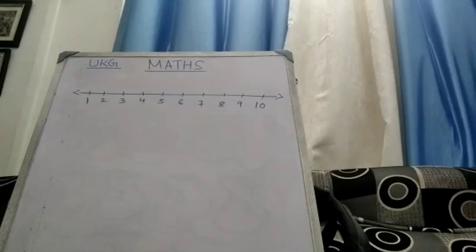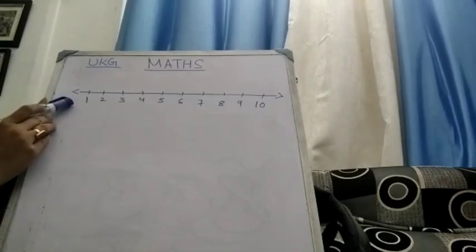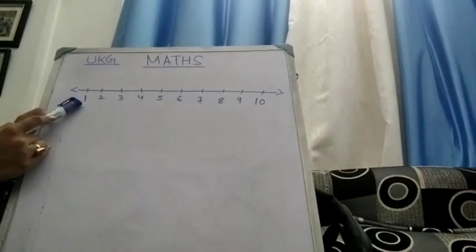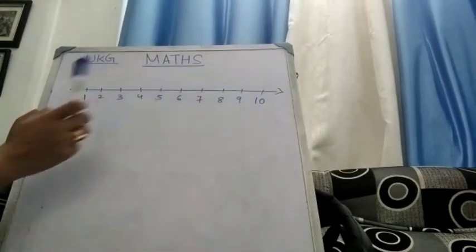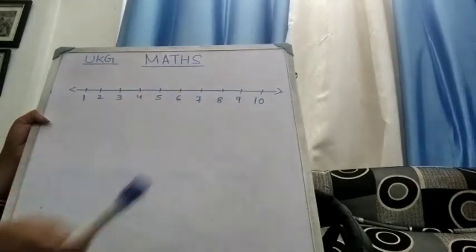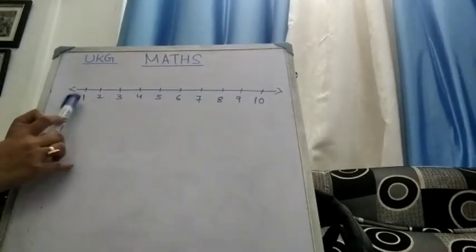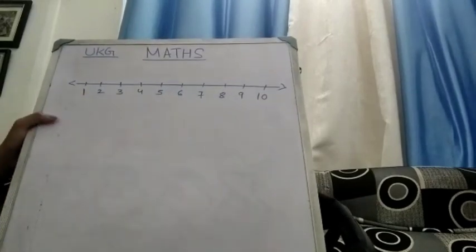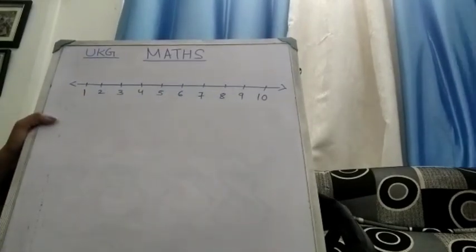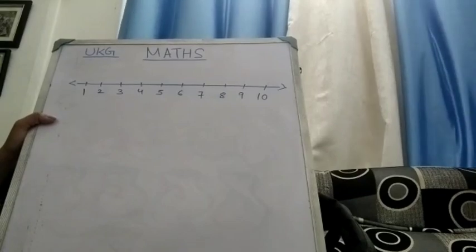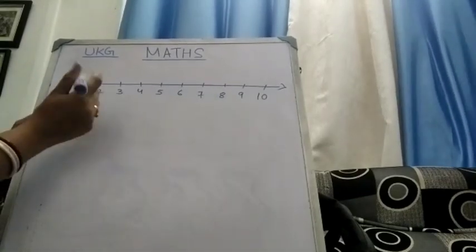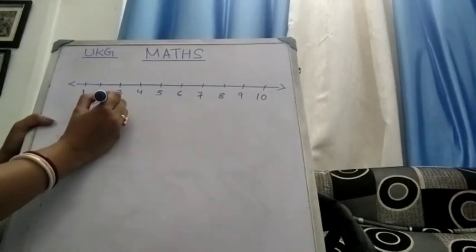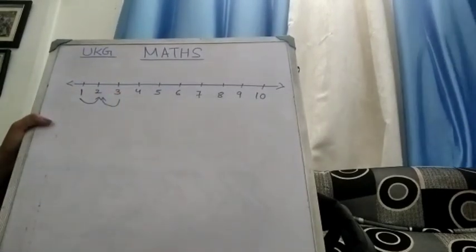Now, let us understand with the help of this number line. So you can see I have written the numbers from 1 to 10 on equal intervals. If I ask you, which number comes between 1 and 3? See, where is 1 and 3? The number is 2. Very good.